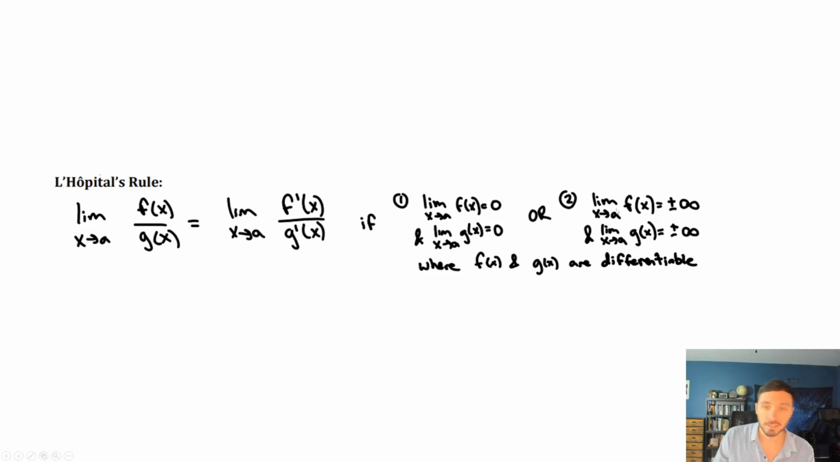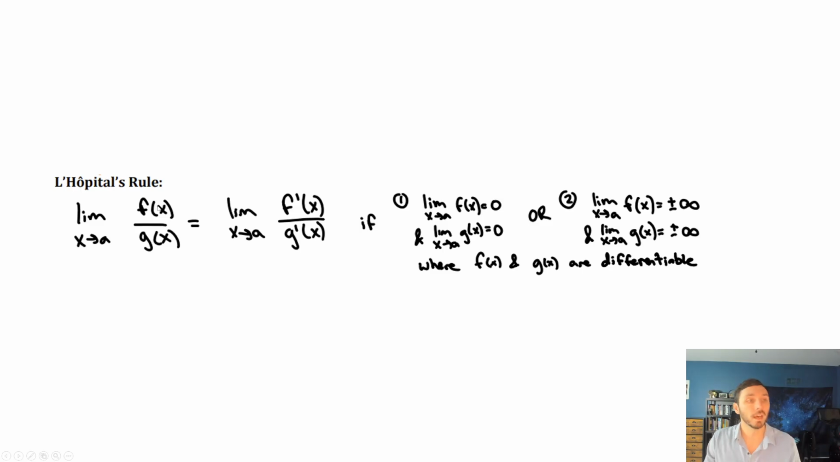One of these conditions must be met, in conjunction with f and g being differentiable. So either the top and bottom limits must both be 0, or the top and bottom limits must both be infinity, either negative infinity or positive infinity. For the record, you can't mix and match. You can't have 0 and infinity and then use L'Hopital.